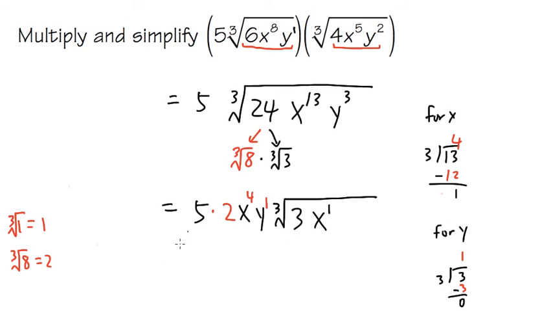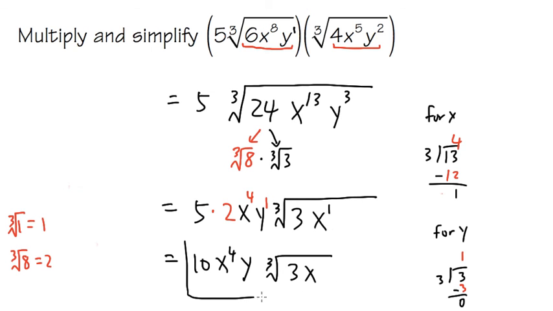Therefore, we are done after we multiply the 5 and 2 together. This is 10, and then we'll write this nicely. X to the 4th power, y to the 1st, which is just y, and then we open the cube root, and this is 3x inside. That's it, right here.